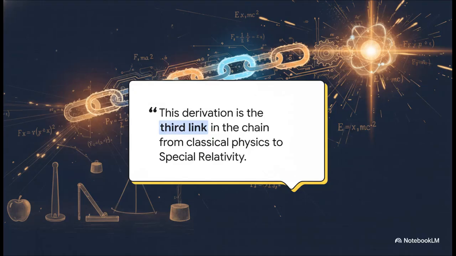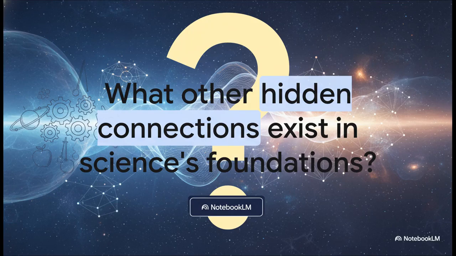The authors of the source material really said it best themselves. "This derivation of relativistic energy constitutes the third link in the chain of proofs leading from classical physics to special relativity by a simple and easily accessible alternative path." It just highlights the power and the elegance of seeing these two monumental theories not as separate, but as deeply, fundamentally connected.